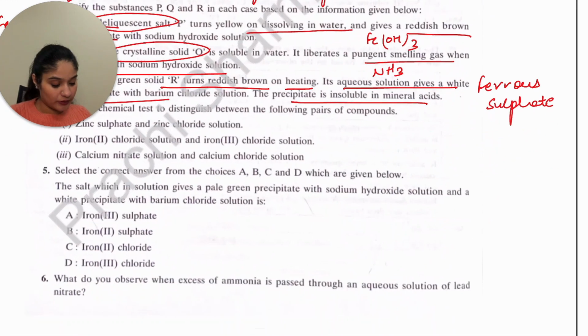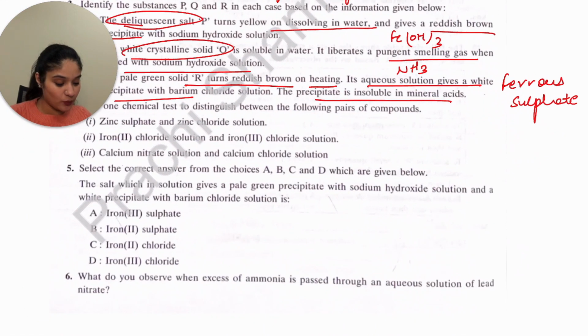Now the fourth: give one chemical test to distinguish between the following pairs of compounds. In these you should have a good understanding of the ions, how they are reacting, and what kind of PPTs they are forming with what solutions, so that you are easily able to distinguish between them. For example, if we start with the first one, zinc sulfate and zinc chloride solution, you can say we can use barium chloride. So I'll just write that, barium chloride.